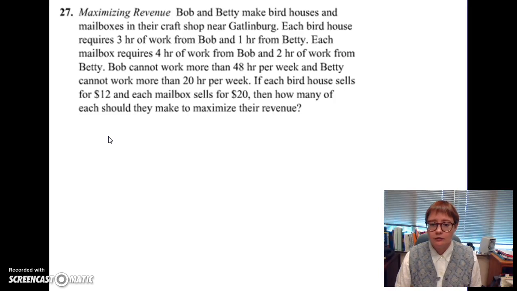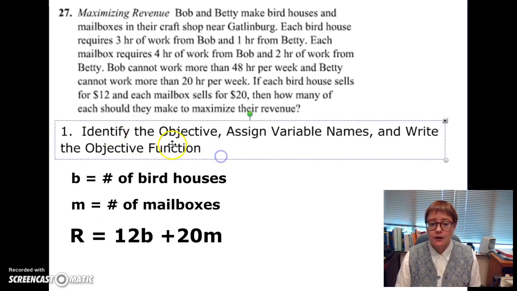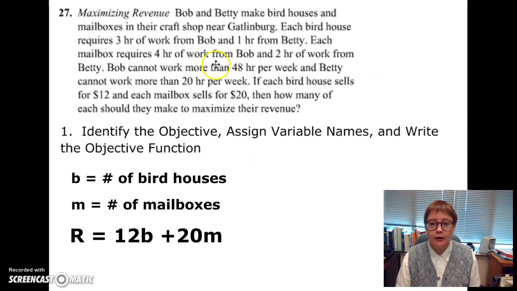So we've read our problem once. We know it's all about making birdhouses and mailboxes. Now let's pull it apart piece by piece. The first stage is that we need to identify the objective, assign variable names, and write the objective function. So let's go back to our paragraph.